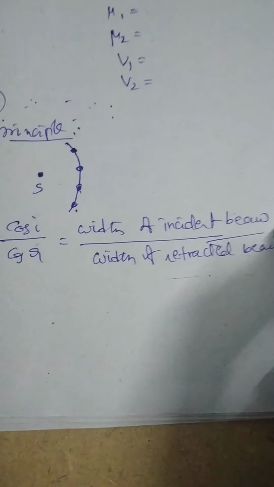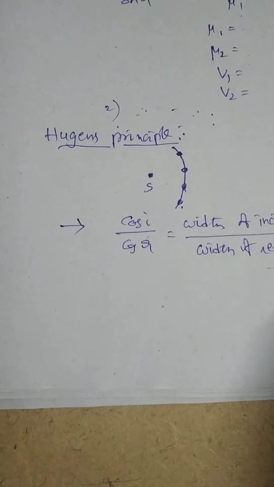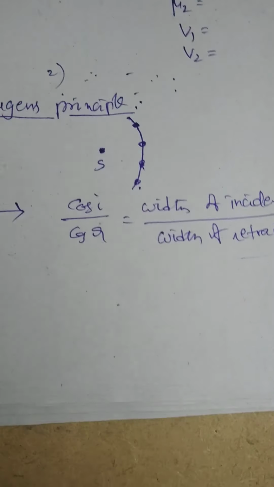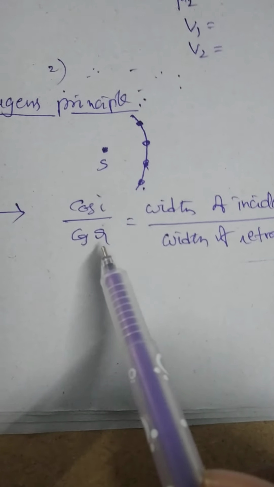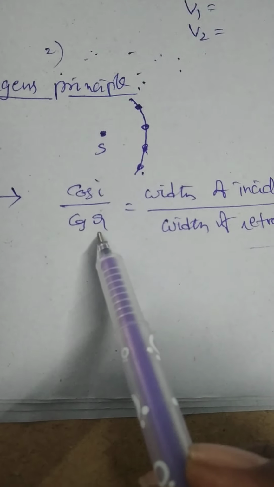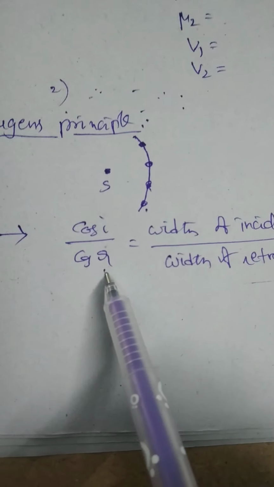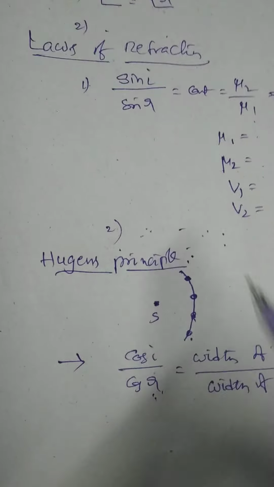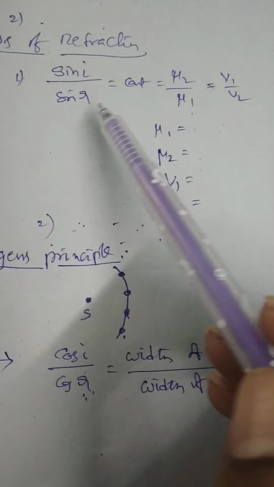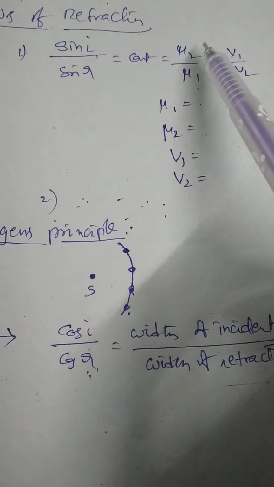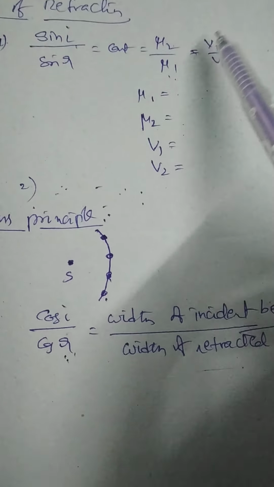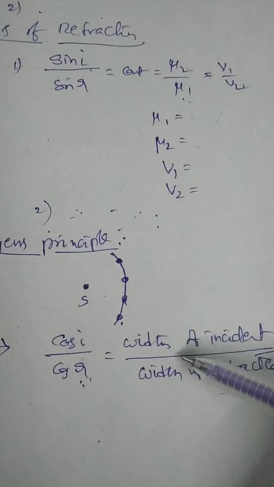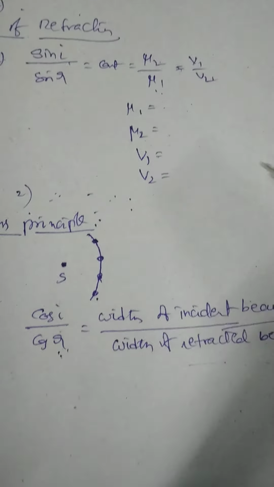It is also proved in the proof of laws of refraction. Here i is equal to angle of incidence, r is equal to angle of refraction. It should also be remembered that sin i by sin r is equal to mu2 by mu1, which is also equal to v1 by v2. So these two formulas are very, very important while solving problems.